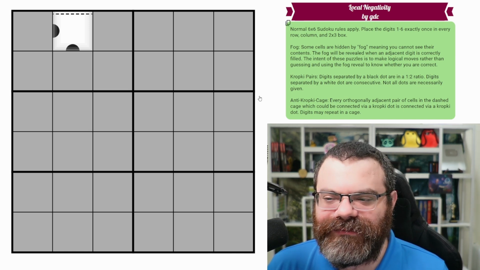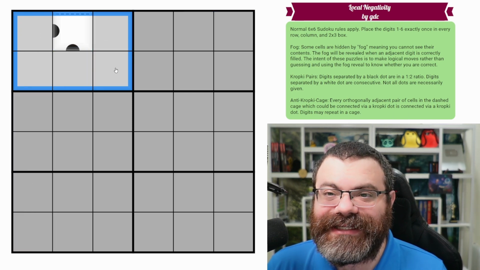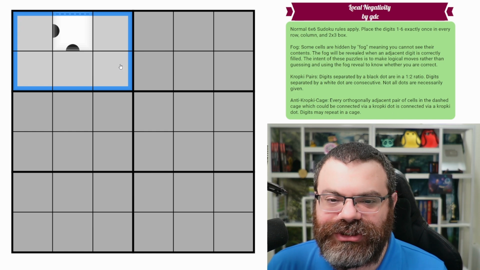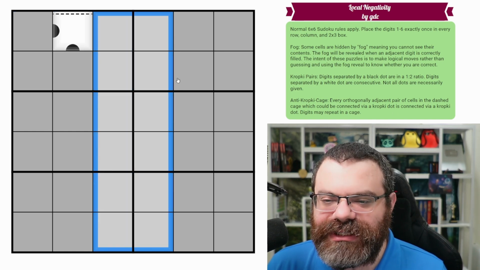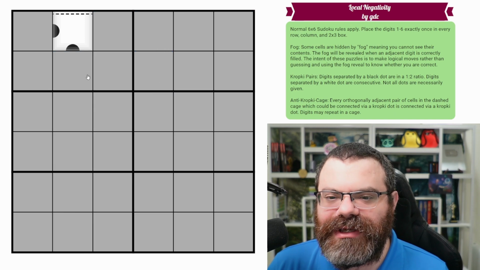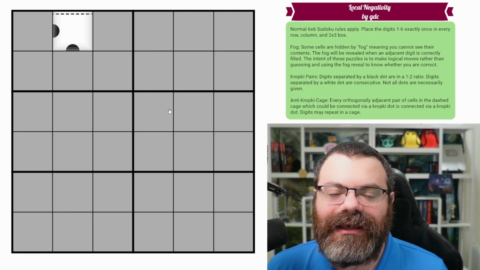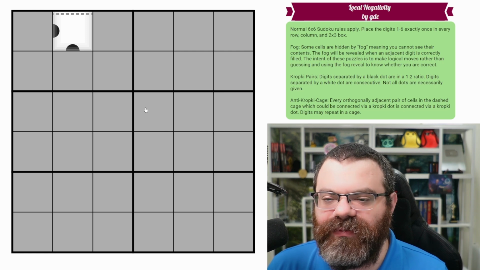So first of all, we do have normal Sudoku rules. In every row, every column, and every 2x3 box, we are placing the digits 1 to 6 exactly once each. We also have fog in the grid. Most of these cells are just this dark gray color. That means they're fogged. So there could be more information underneath those cells hidden by the fog. And so part of the puzzle is we need to reveal the fog.